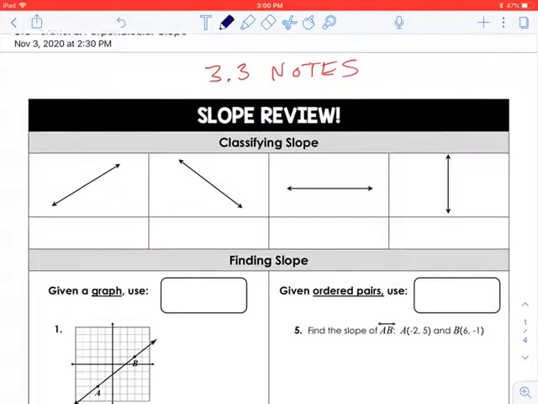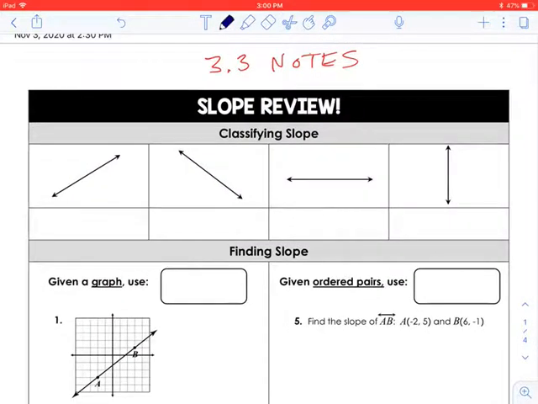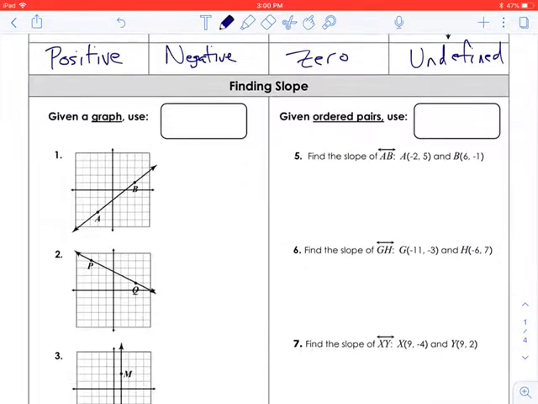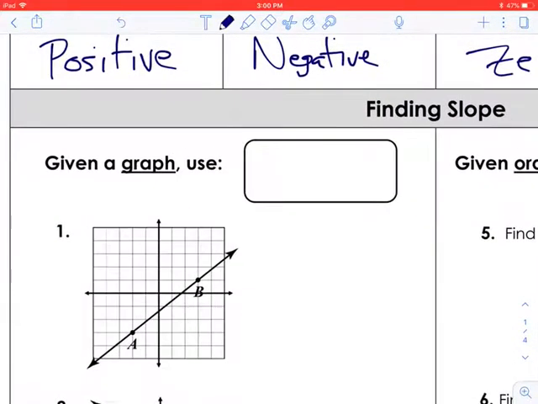Okay, so for graphs, just a little reminder. This is a positive because it's going up from left to right, and this would be negative because it's going down from left to right. If it's going straight across, that's 0. Straight up and down, that's undefined. Okay, so just a quick reminder for graphs, it's rise over run. How many up over how many down?